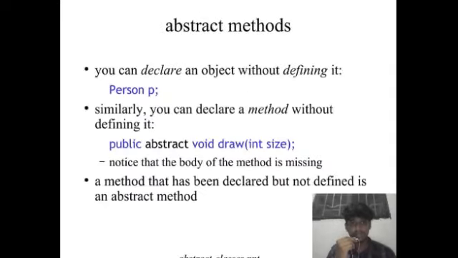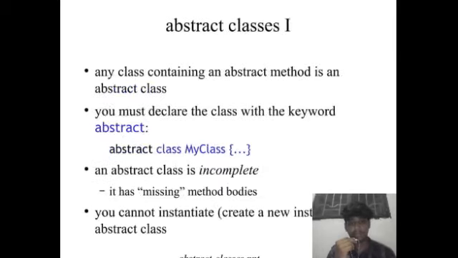Abstract classes and interfaces. You can declare an object without defining it. Similarly, you can declare a method without defining it: public abstract void drop(int size). Notice the body of the method is missing. A method that has been declared but not defined is an abstract method. Any class containing an abstract method is an abstract class. You must declare the class with the keyword abstract.